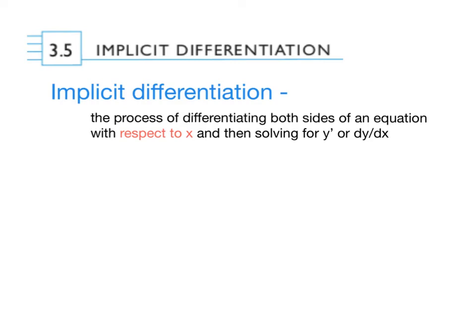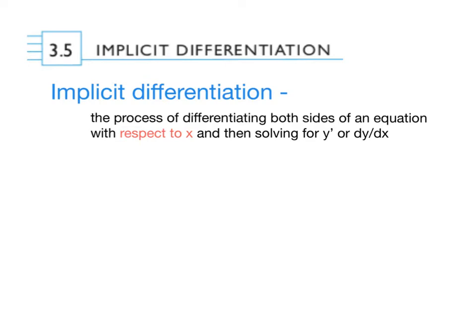So today's lesson is on section 3.5 in our books covering implicit differentiation. And implicit differentiation is the process of differentiating both sides of an equation with respect to x and then solving for y prime or dy dx.